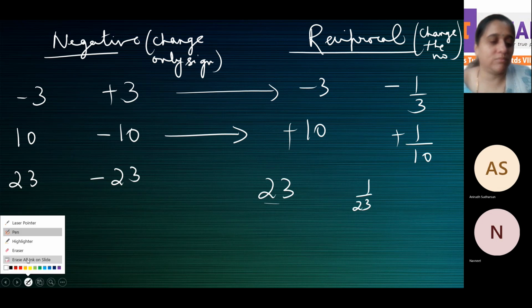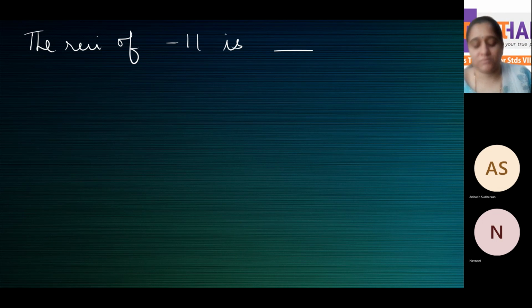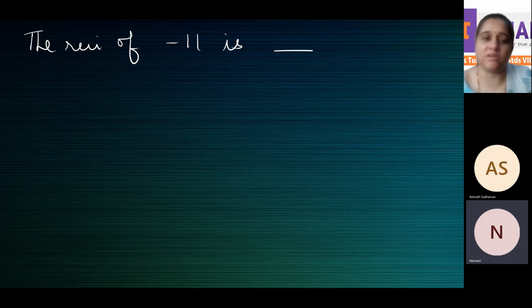Okay, now I'll ask one by one. Think of an answer. The reciprocal of minus 11 is dash. Navneet. Think of an answer. No, don't be in a hurry.